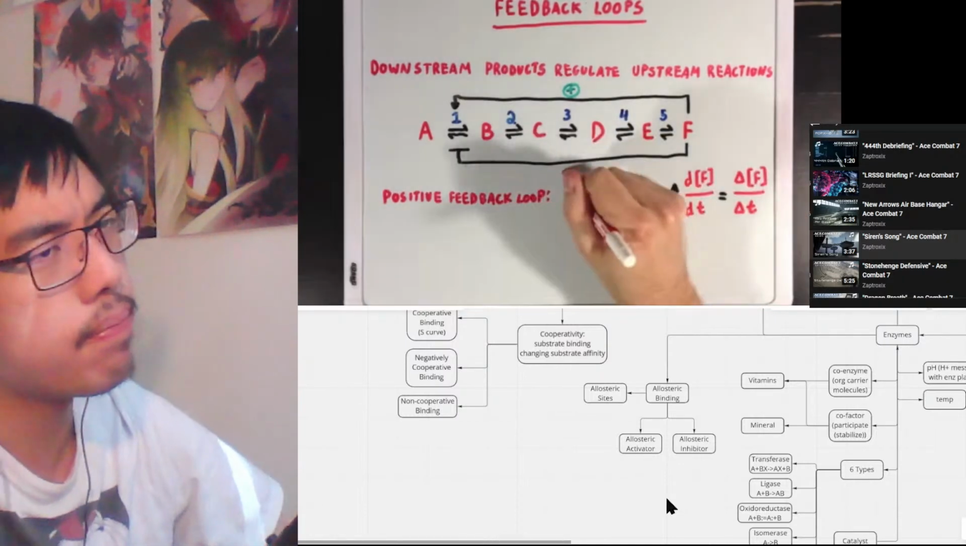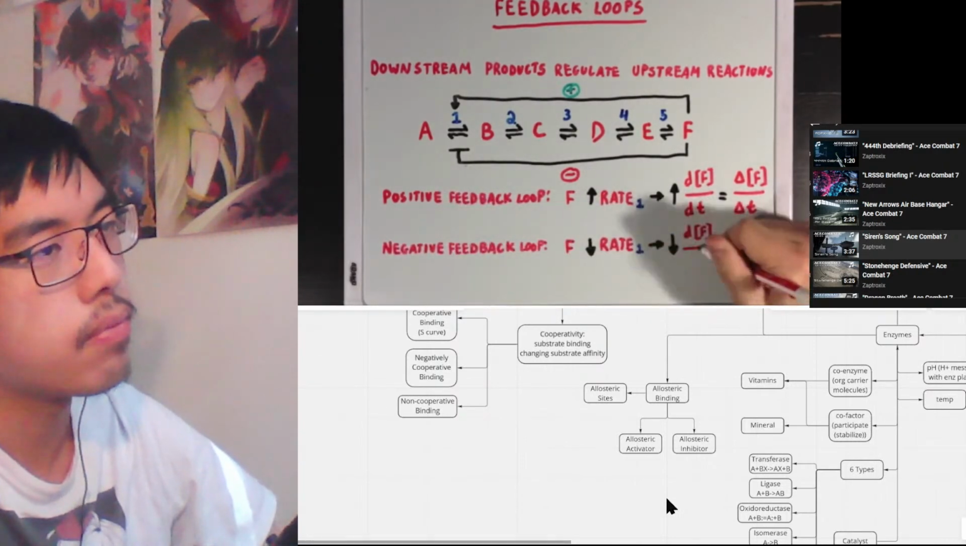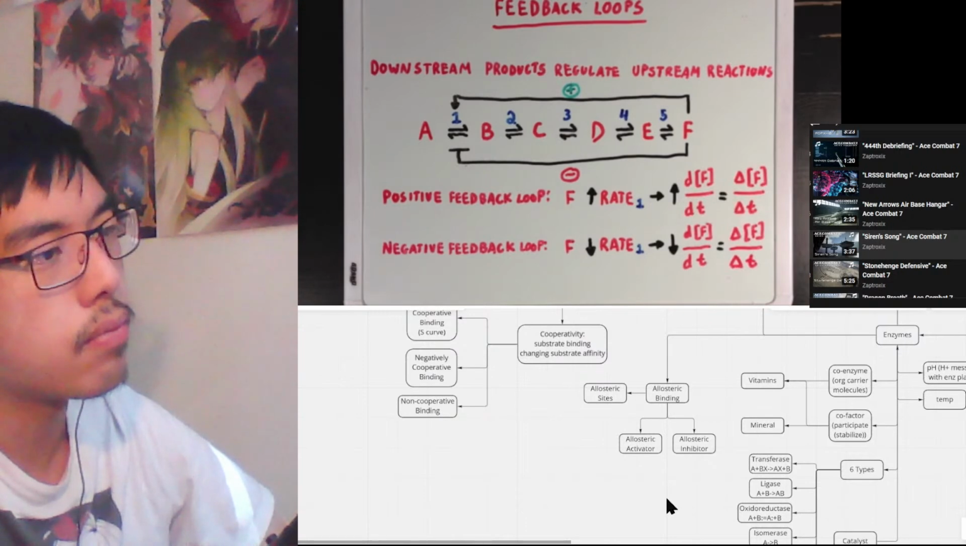Now let's say molecule F had a negative effect on enzyme 1, we would call this a negative feedback loop since molecule F decreases the rate of reaction 1, which leads to a decrease in the rate of formation of molecule F. So let's look at an example of a feedback loop, just to really drive home the point if you're still confused.